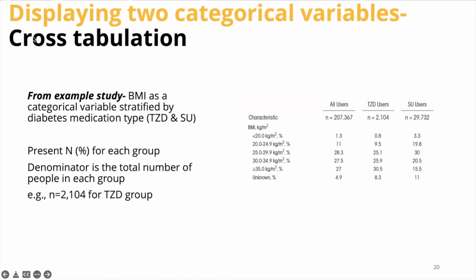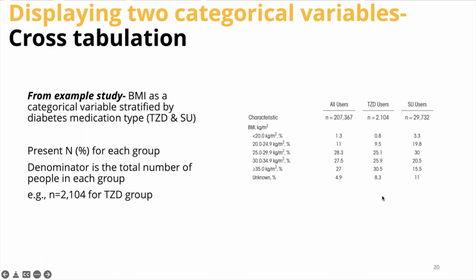If we want to display two categorical variables at the same time, we can again do a crosstab. If we go back to our example study and look at categorized BMI, we see it's presented overall, but it's also presented according to the type of diabetes medication, so TZD users and SU users. You present the N and percent for each category of BMI according to the type of diabetes medication.